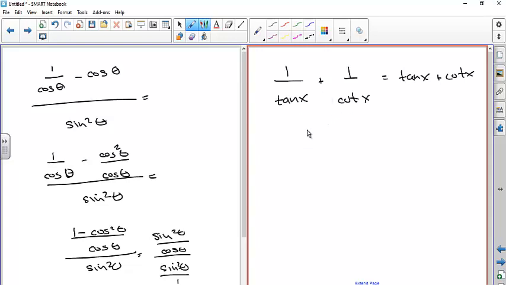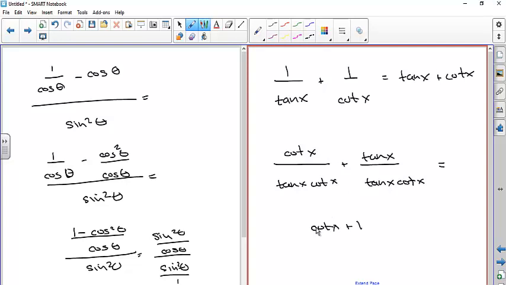Let's just do it. So you'd end up with the first term you'd multiply by the cotangent divided by the cotangent. So you have the cotangent of x divided by the tangent of x times the cotangent of x. And the second one you'd multiply by the tangent of x. So you'd have the tangent of x over the tangent of x, cotangent of x. So you add those two together because they have the same denominator now.